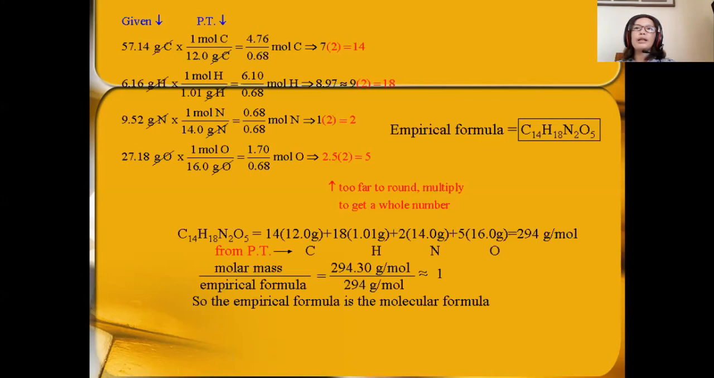So 294, the molecular mass of the NutraSweet, you divide it by the empirical formula mass of 294, and therefore the EFU is 1. So what is the NutraSweet's molecular formula? Okay, so they're just the same. Take note, the empirical formula of a compound can also be its molecular formula. So since the EFU is 1, therefore the molecular formula is similar to the empirical formula.